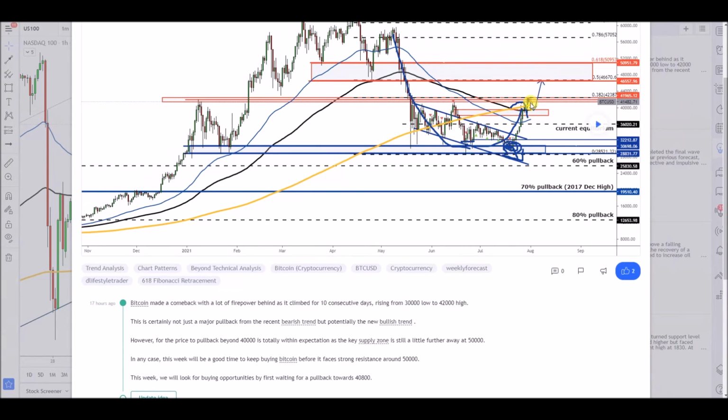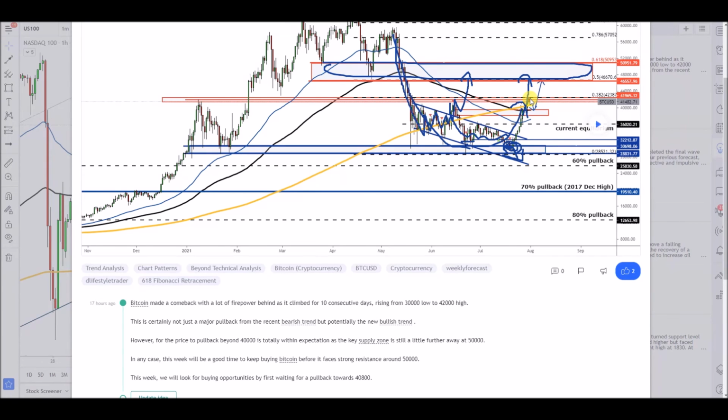However, for the price to pull back below 40,000 is totally within expectation, as the key supply zone is still a little further away at 50,000. This area itself is the key supply zone we are looking at. In fact, very much earlier on, we were expecting it to climb all the way back. Ever since it came down to this area and consolidated and started to pull back, we were expecting it to go to this level, but it did not. It just kept on consolidating at a lower price. Finally, it does seem that it's coming back into this supply zone before we really see stronger selling pressure coming in again.